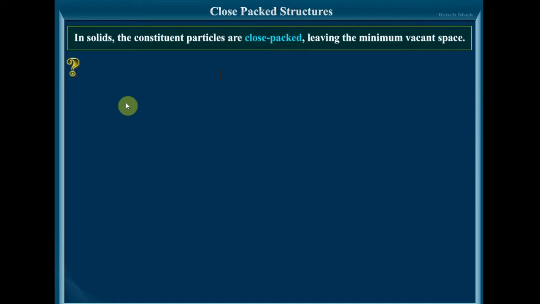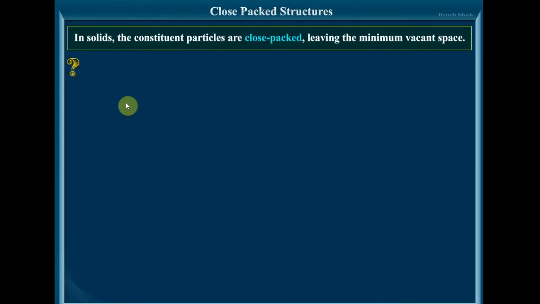Since in different crystals, the units of patterns have different shapes and sizes, the actual mode of closest packing is different for different crystals. So in this section, we shall focus on close packing modes of spherical particles of equal sizes. In metallic crystals, the constituent particles are nearly of this type. So let us discuss the close packed structures.